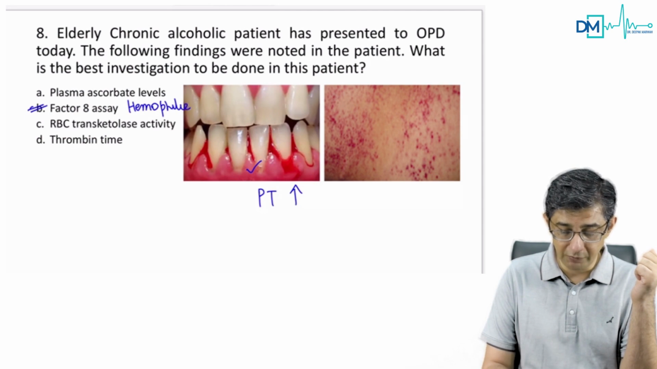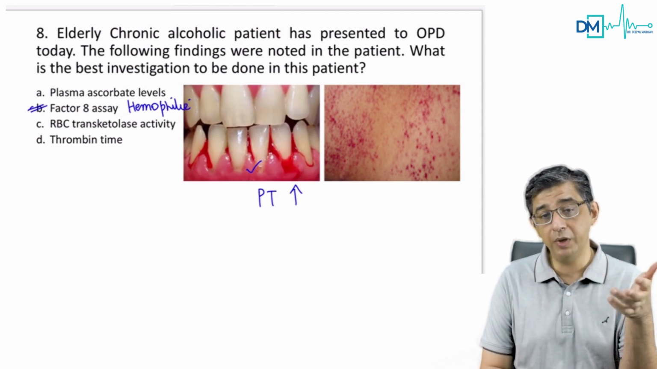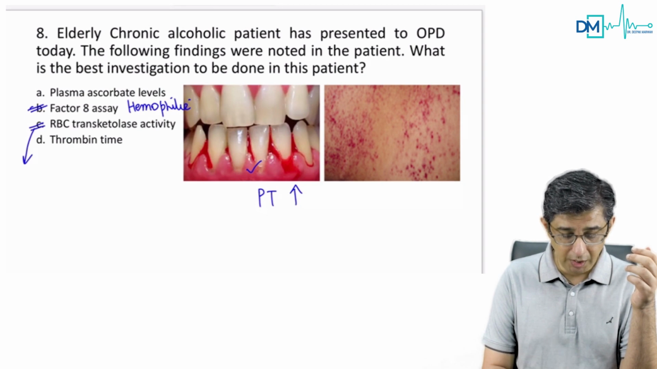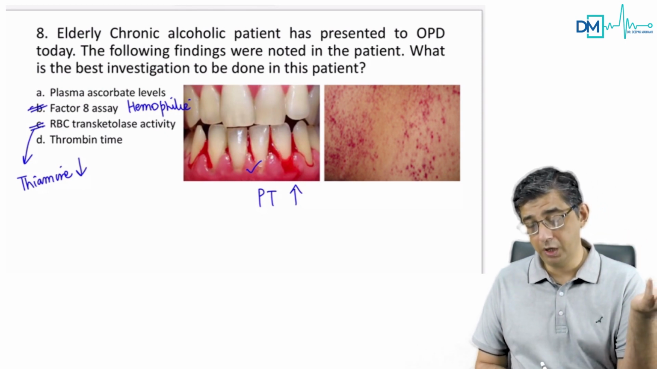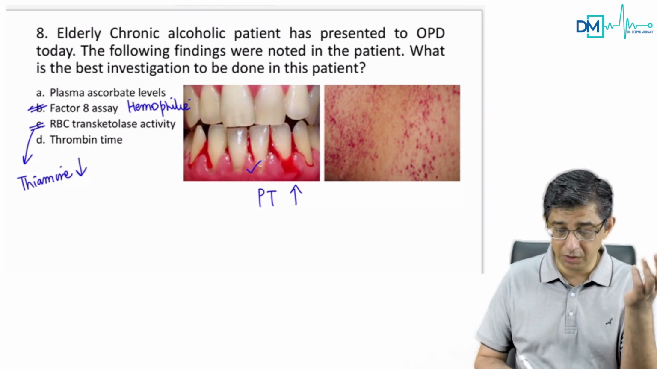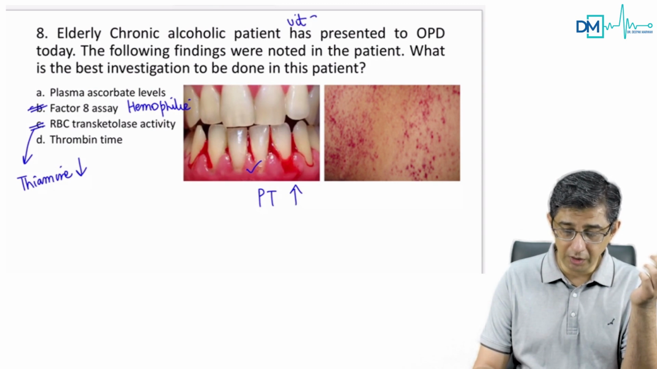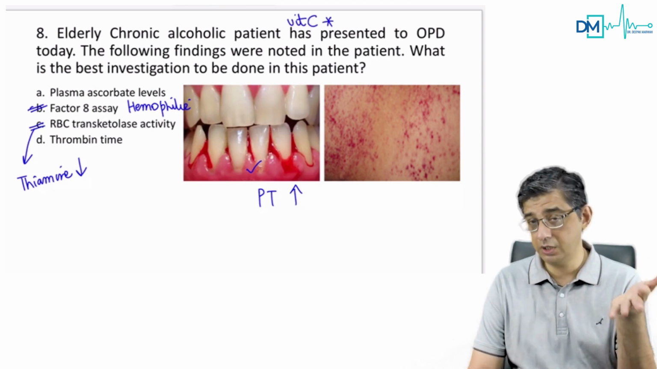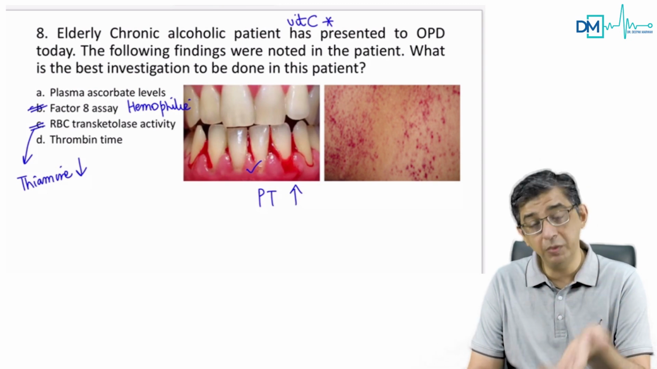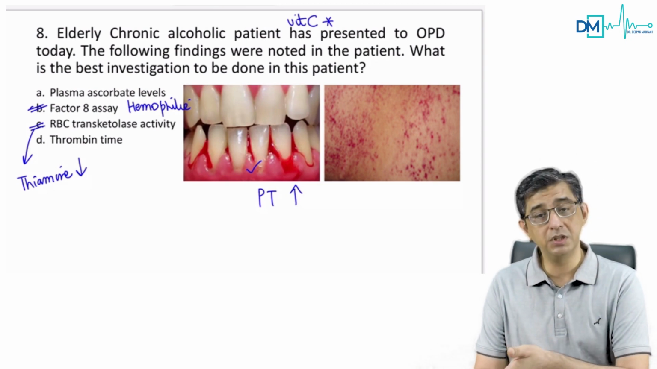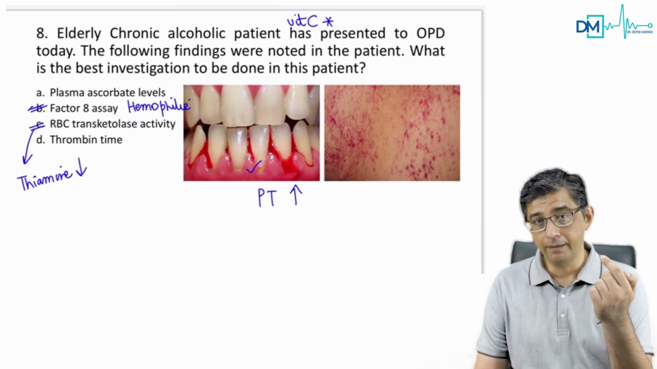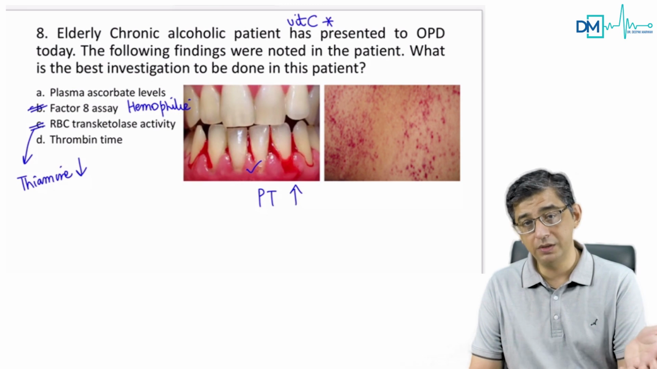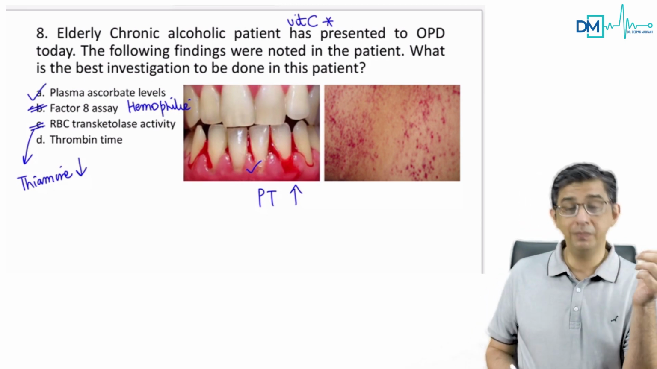RBC transketolase activity is useful for identification of wet beriberi or thiamine deficiency, and this chap is not having bleeding gums due to thiamine deficiency. So two options are ruled out. You're left with two: thrombin time, plasma ascorbate levels. The bottom line is, guys, nutritional deficiencies of vitamin C can definitely occur in alcoholics, just like thiamine deficiency. They could be cardiac lesions, CNS lesions. If it's a vitamin C deficiency, it can contribute to manifestations like these. So what are you gonna do? You're gonna take the blood sample, spin it, and then you can measure the levels. So the answer to this would be plasma ascorbate levels.